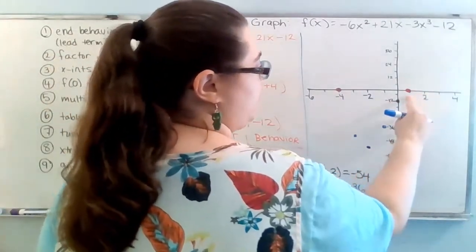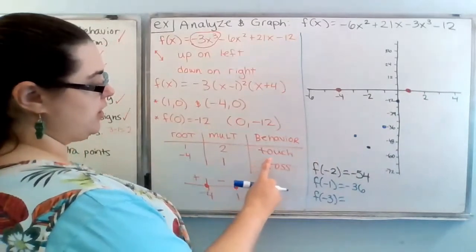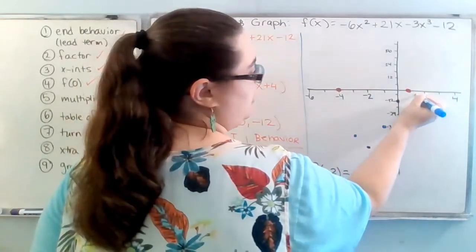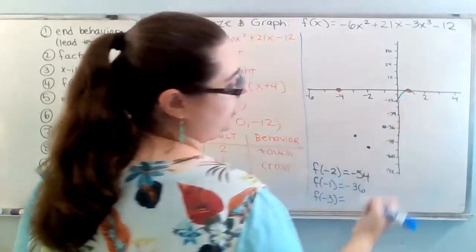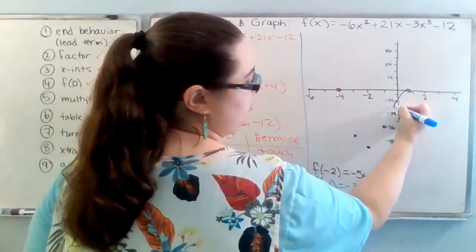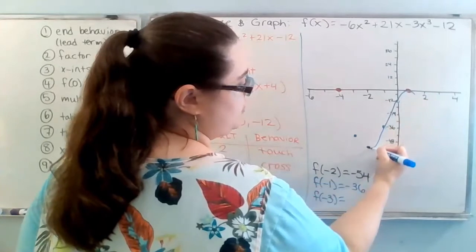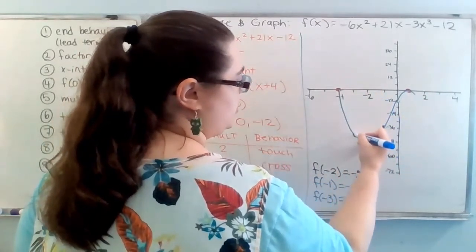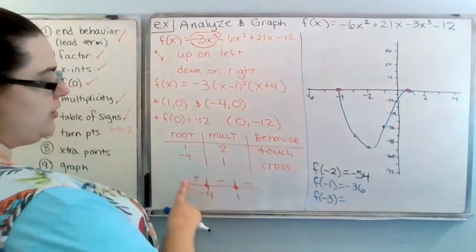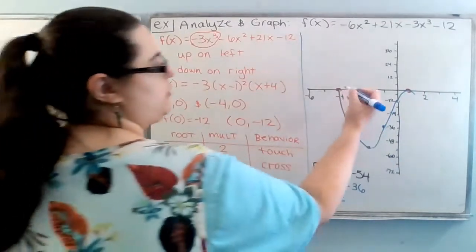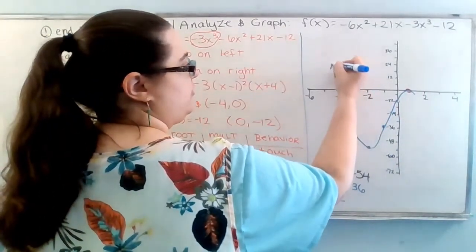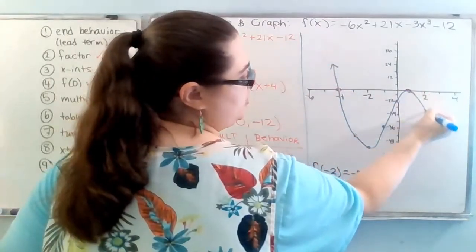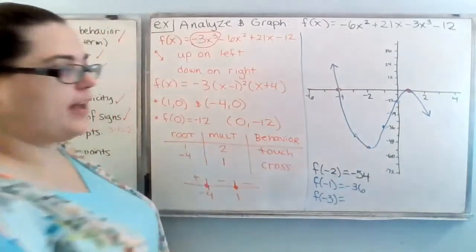So this value here is my turning point because it touches the x-axis. So I'm going to start out making a little turn there. And we're going to continue. We're going to connect these other points we found. Like so. Then I know I cross the x-axis, so I'm going to become positive after -4. And we turned around here, so I'm going to go negative in that direction.